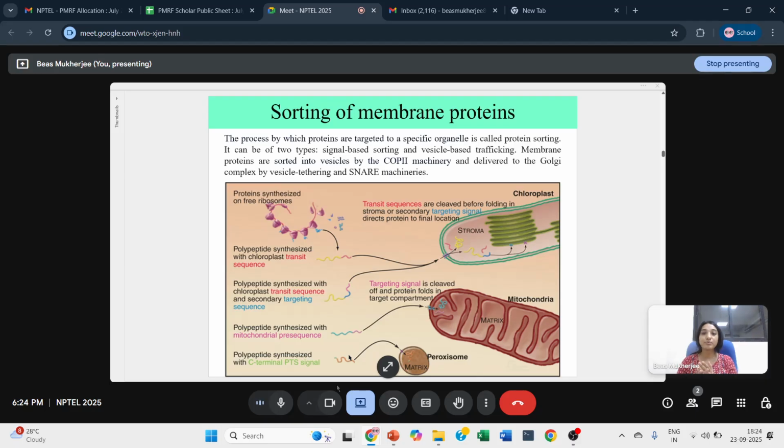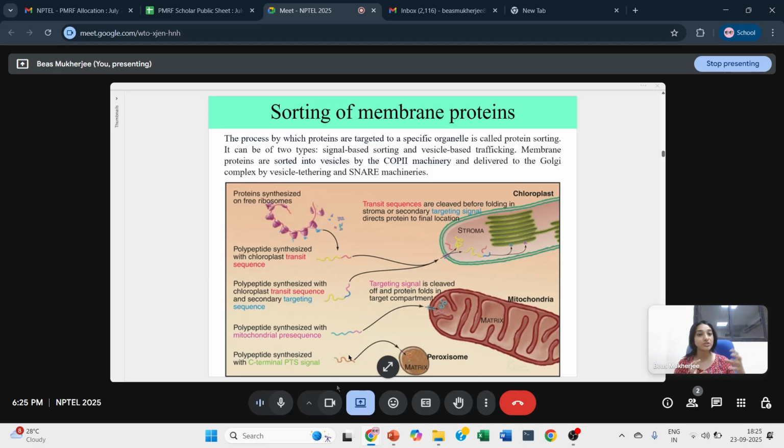Now the polypeptide is synthesized with the chloroplast transit sequence and secondary targeting sequence. So what is the secondary targeting sequence? You will see that these proteins are sometimes carried off to a particular place, and the polypeptide synthesized with mitochondrial pre-sequence. So there can be different kinds of signal sequences. Okay, polypeptide synthesized with C-terminal PTS signal which is going to the peroxisome. Then there can be transit sequences that are cleaved before the protein is folded in the stroma, or a secondary targeting signal directs the protein to the final location.